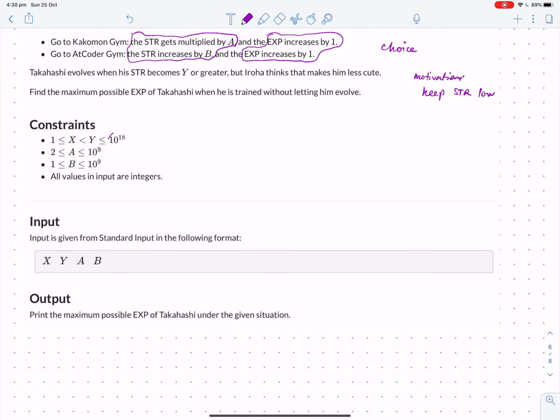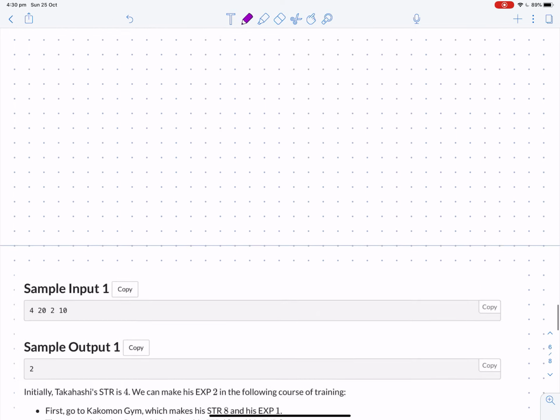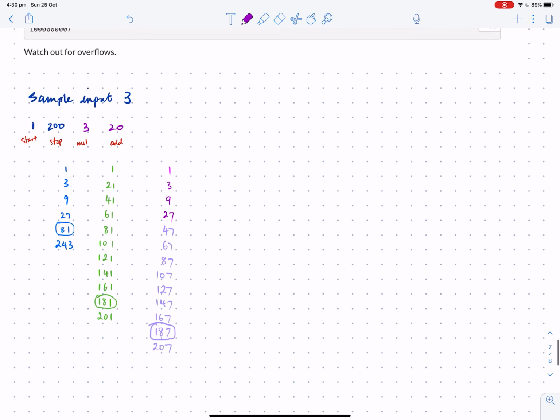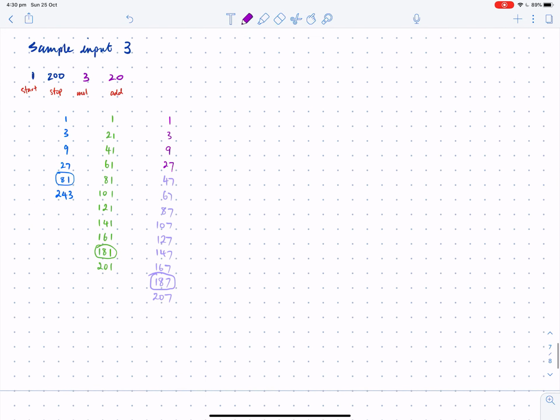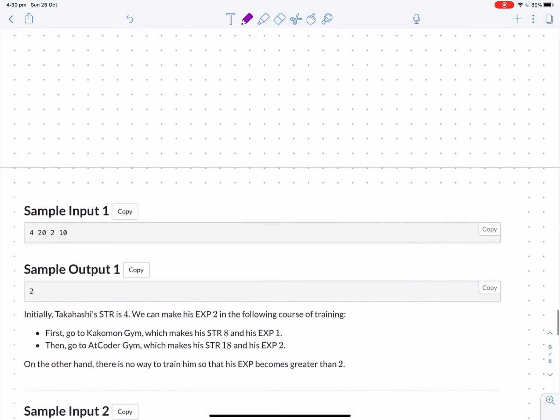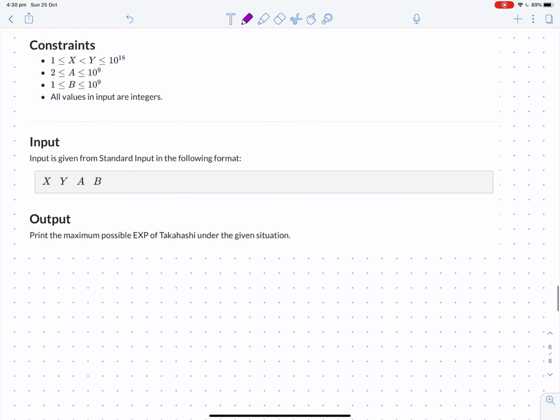Now we've got some pretty nasty numbers that can go in here, up to 10 to the 18. I've done my own sample input here. You get 4 numbers, X, Y, A, and B. X is your initial value, Y is your target value. A is what you multiply by, optionally, and B is what you add, optionally.